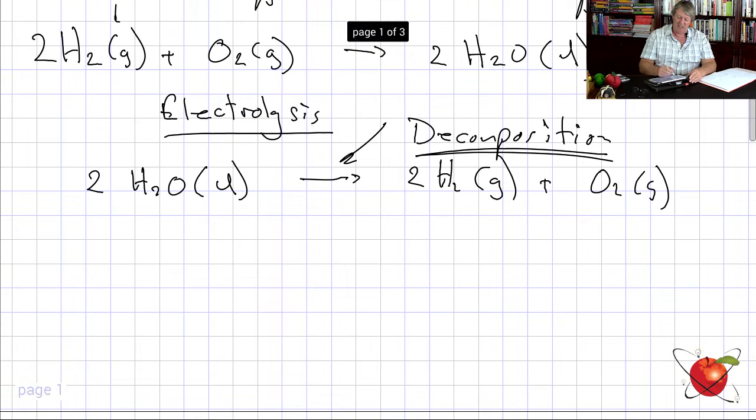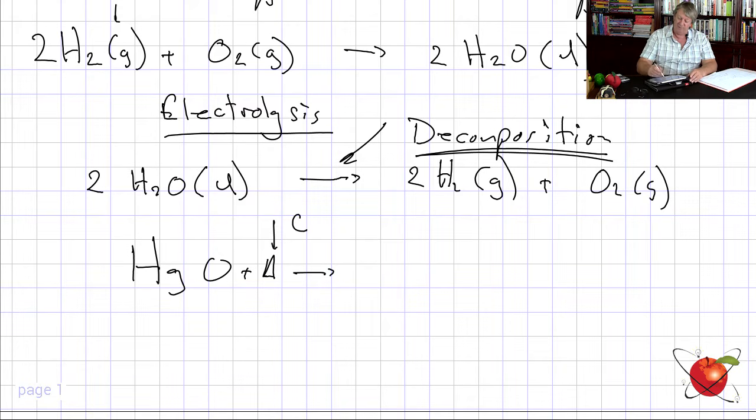Another one is mercuric oxide, HgO, right? If you heat it, now you say delta. That usually in chemistry means heat.